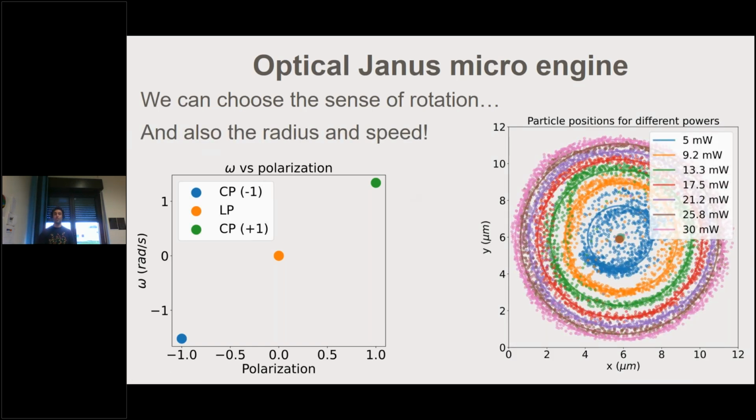We can also control the radius and the speed of our microengine. This depends on the power of our laser. For higher powers, as here in pink, we have trajectories with a bigger radius, while when decreasing the power, the particle comes closer to the center of the beam. And you can see how all these trajectories are almost perfectly concentric.